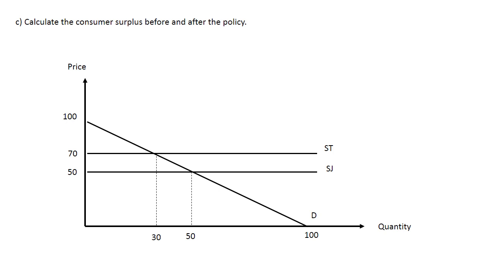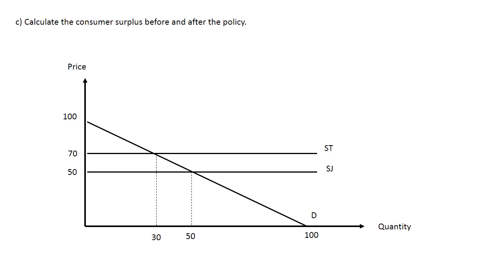Then question C, calculate the consumer surplus before and after the policy. Okay, we want to calculate the consumer surplus before the policy first. Which area shows the consumer surplus before the policy? The blue area indicates our consumer surplus before the policy. We have to calculate this area: 1 over 2 times (100 minus 50) times 50, which gives 1,250.